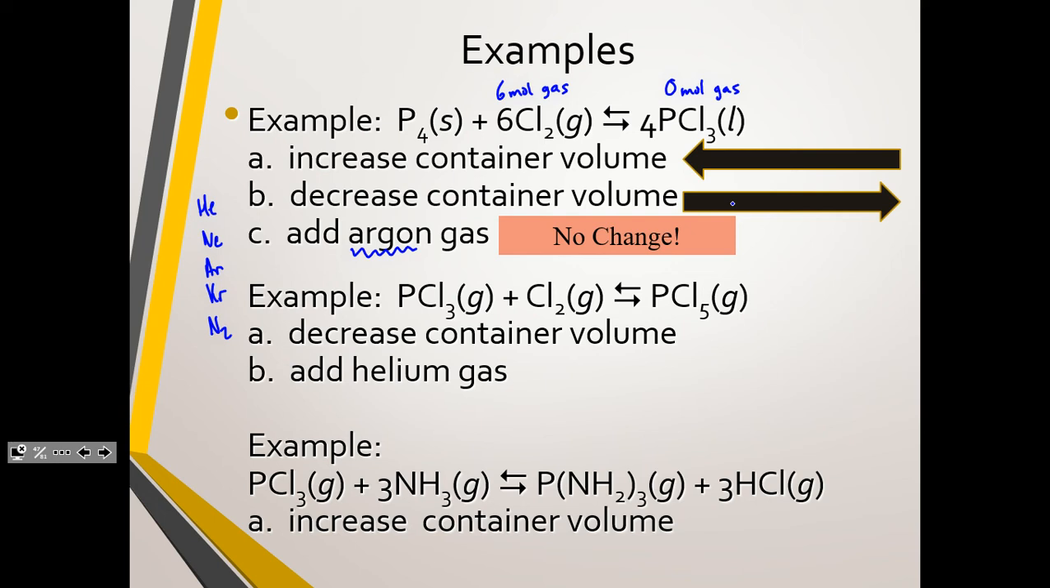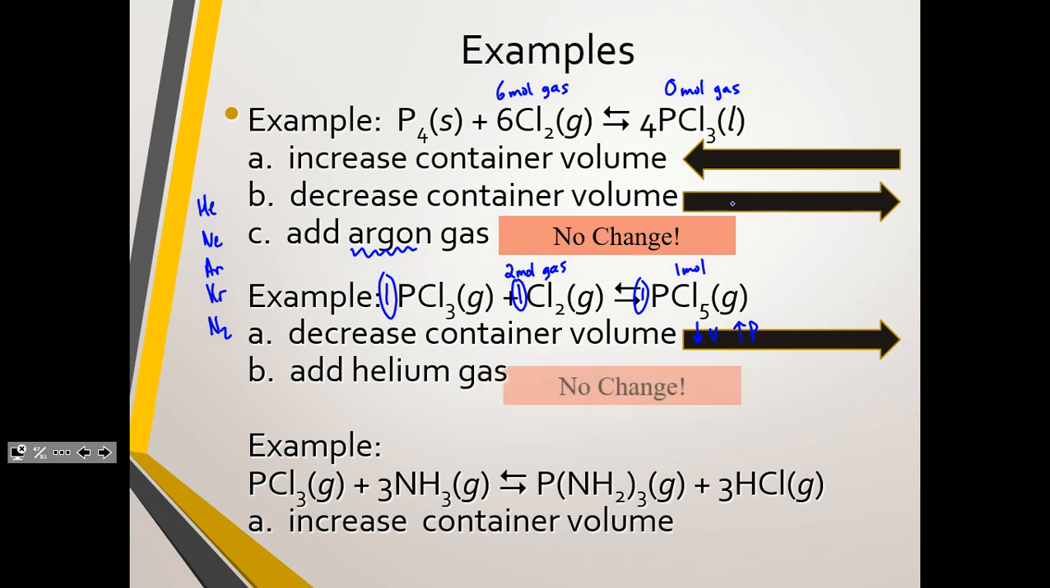In this reaction, I have 2 total moles of gas. We're going to use the coefficients here. Didn't mention that, but there's a 1 here and a 1 here. That gives 2. And we have 1 mole of gas here on the right side. If we decrease the container volume, we will increase the pressure, and we'll go to the side with fewer particles. That should shift equilibrium to the right. Helium gas is inert, so there will be no change.